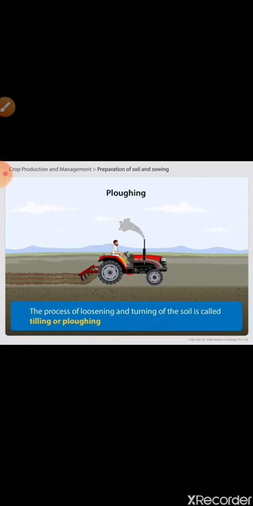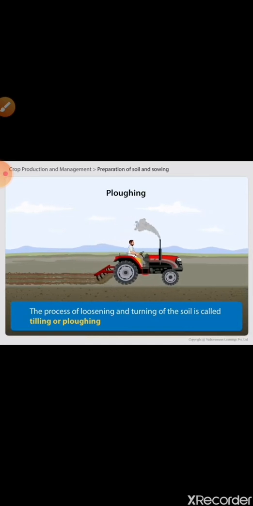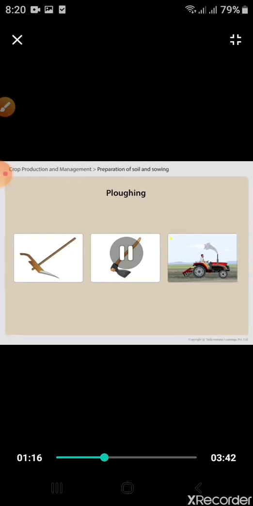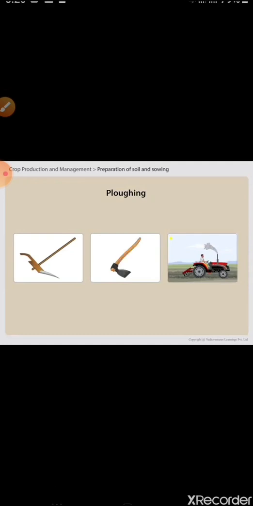Nowadays, plowing is done by tractor driven cultivator. As you are able to see, one tractor is there, and with this tractor, this cultivator is attached. When this cultivator is attached to the tractor, the speed of plowing is increased and it saves labor and time also.